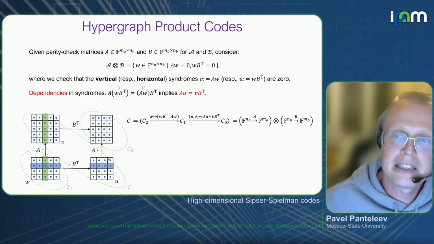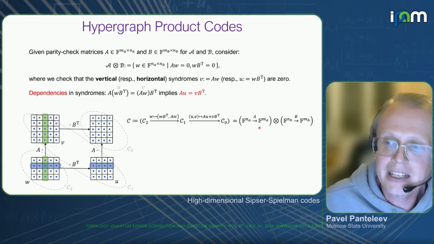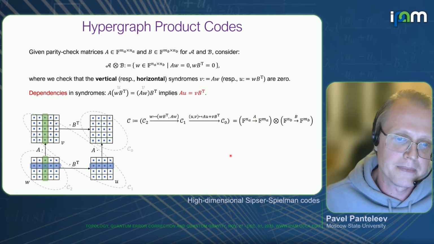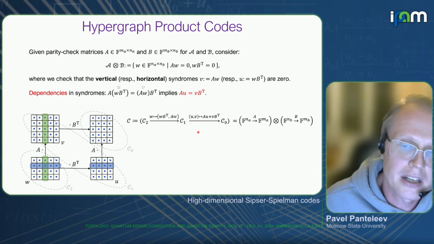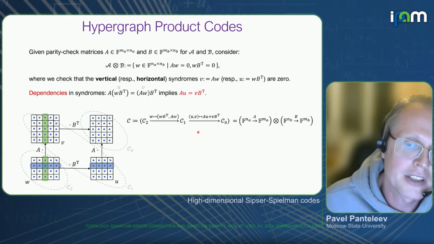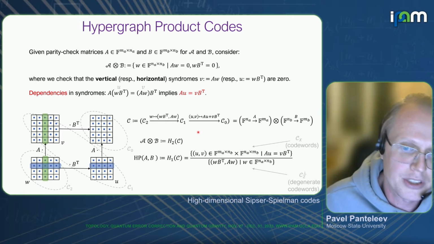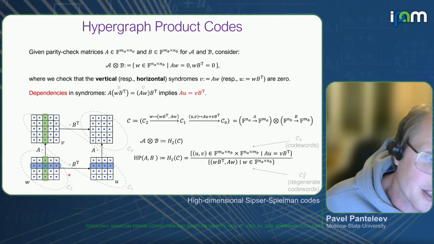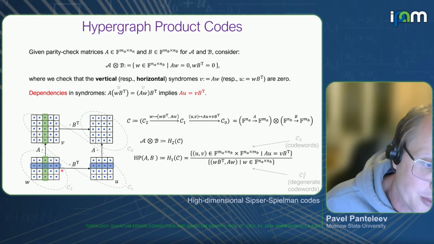And this dependency allows us to define a new chain complex. This chain complex is exactly the tensor product of two chain complexes that correspond to matrix A and matrix B. We can easily check that if we multiply this map by this map, their composition gives us a zero map. So this is a perfect chain complex, which means that we can define a quantum CSS code. If we consider the second homology of this chain complex, we obtain exactly this tensor product code.